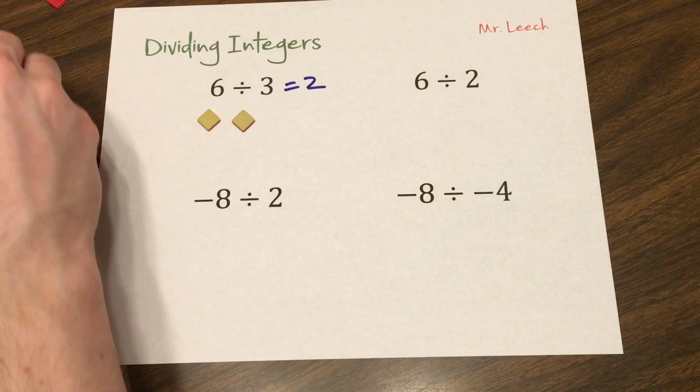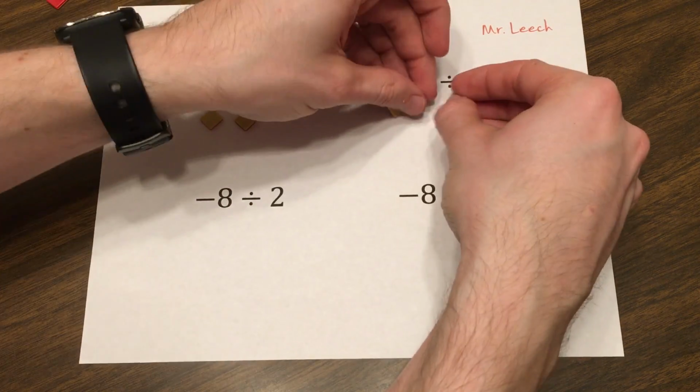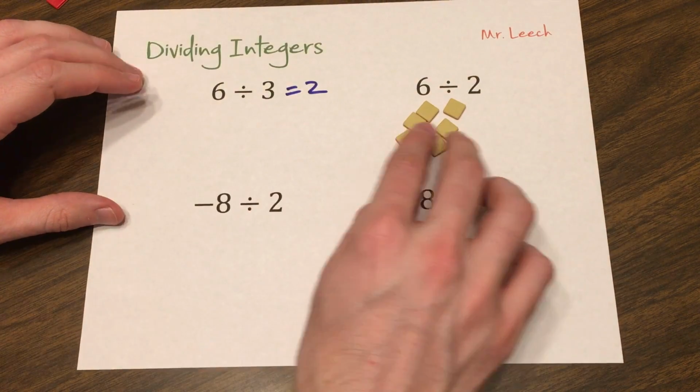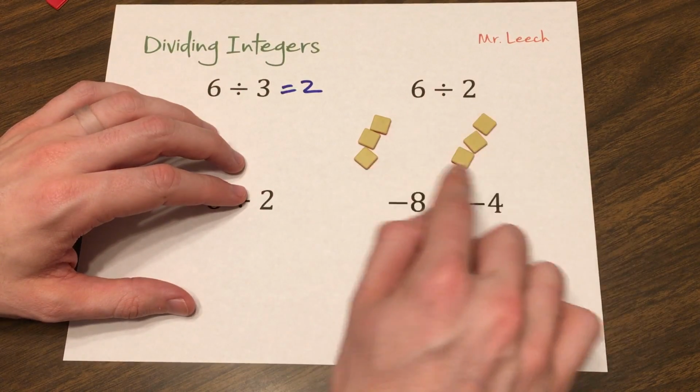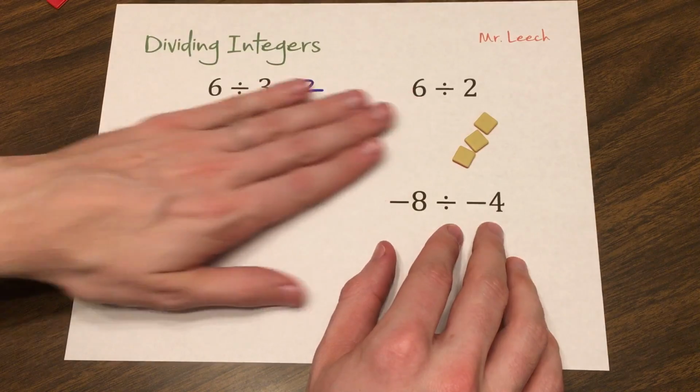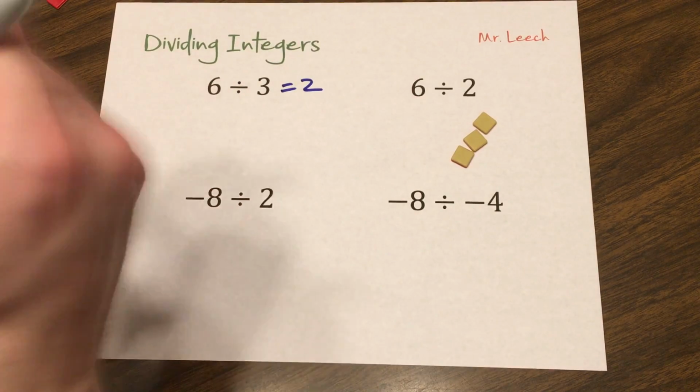So let's do the same thing, but let's divide by 2. So if I have 6, and I divide them into 2 equal groups, how many are in just one of those groups? Just 3.